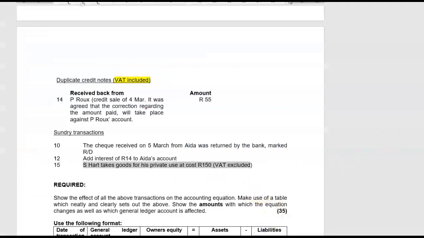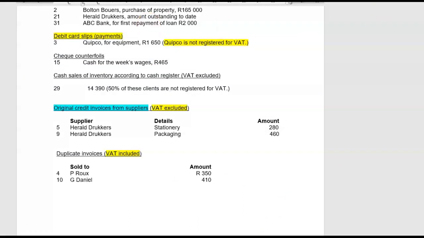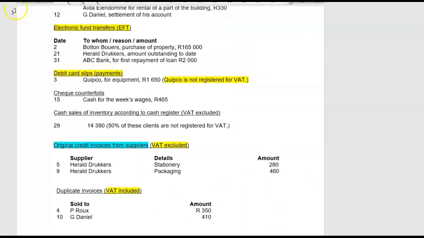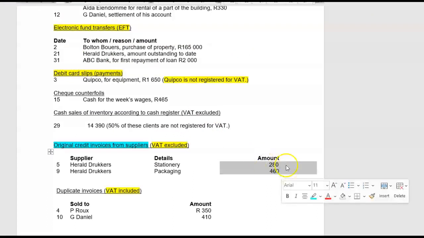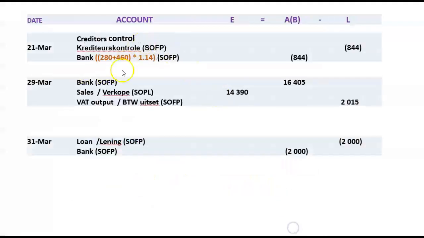On the 21st of March, there it is. We made an electronic transfer to Herald Druckers for the amount outstanding today. Now remember that we had the sales, but that was a VAT exclusive amount. So you will have to work it back to the VAT inclusive amount as you have posted it to your account. So 280 plus the 460 times 1.14, the amount we're going to pay and that we owe him is 844 Rand. So our assets is going to reduce as well as our liabilities with the amount of 844 Rand.